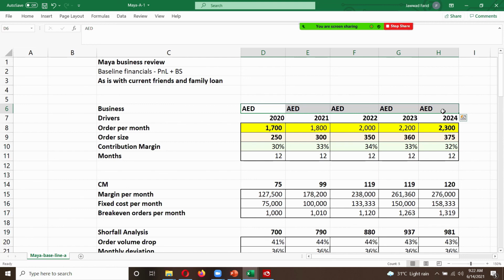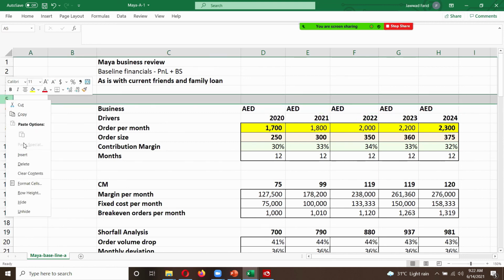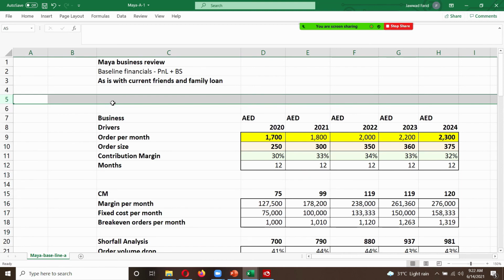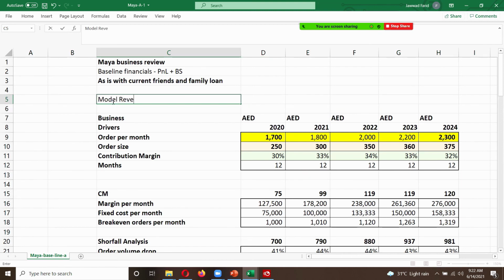The first step of the exercise is to figure out how to model revenues. What Maya has done is put together a simple model for forecasting revenues. That model has two components, two drivers. The first driver is orders per month. The second driver is order size.